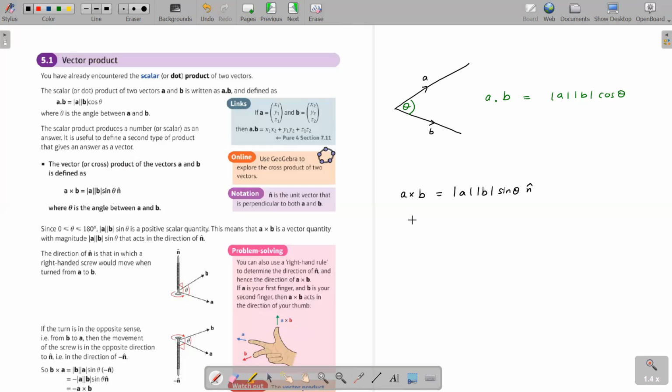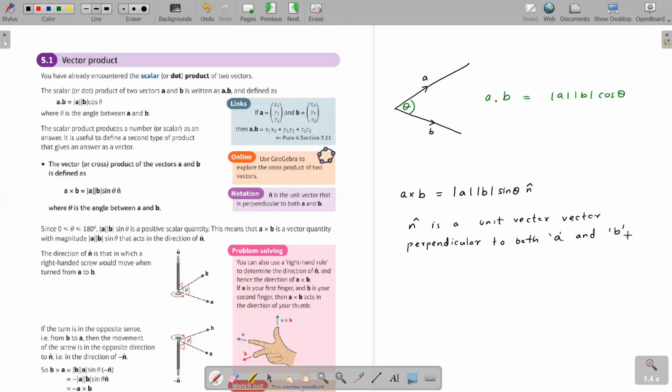Theta is the angle between A and B, and n hat is a unit vector perpendicular to both the vectors A and B. So the cross product A cross B is equal to modulus A modulus B sine theta into n hat.